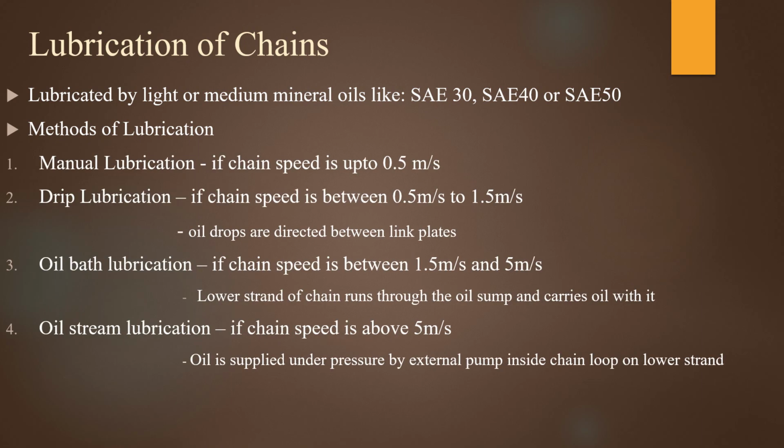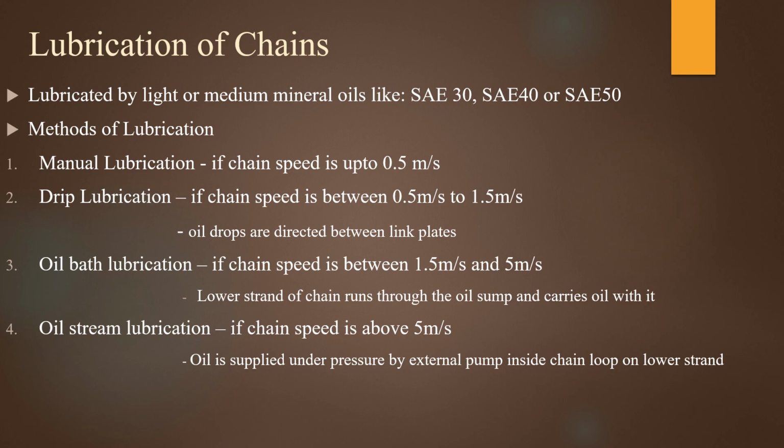If chain speed is up to 0.5 meters per second, then use manual lubrication. If chain speed is between 0.5 meters per second and 1.5 meters per second, then use drip lubrication. Here oil drops are directed between the link plates. If chain speed is between 1.5 meters per second and 5 meters per second, then use oil bath lubrication. In this, the lower strand of the chain runs through the oil sump and carries oil with it.